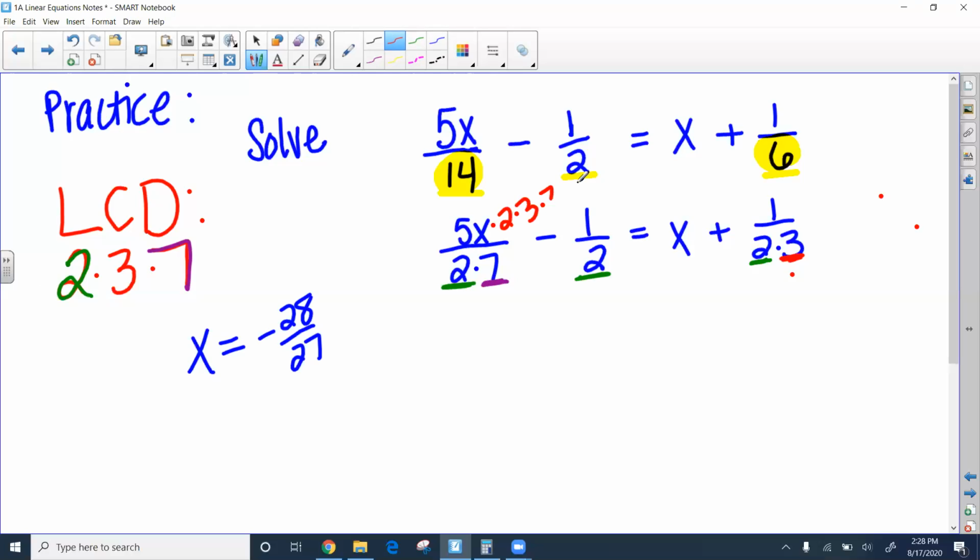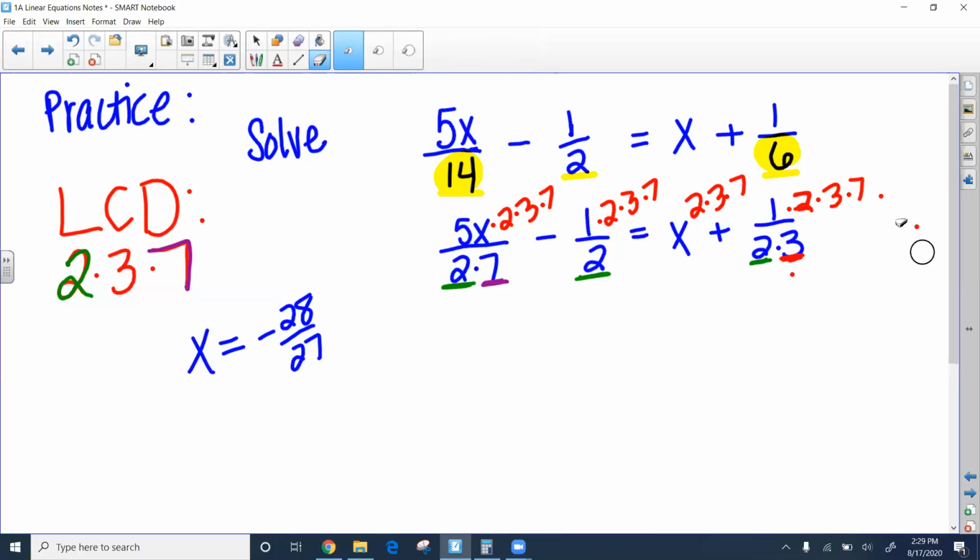So I'm going to multiply everything by 2 times 3 times 7. The most common error when there is a term without a fraction is that people forget to multiply that by the LCD as well. So I have to multiply this x by the LCD as well. You have to multiply everything on both sides of the equal sign, otherwise it's no longer equal. So remember, on an equation, whatever you do to one side, you do to the other.